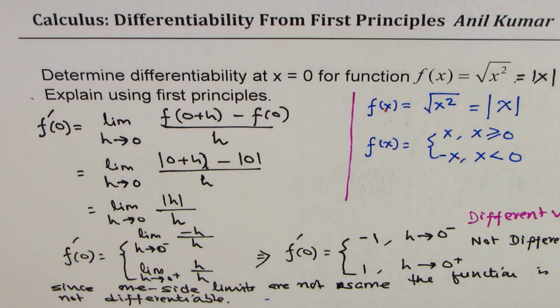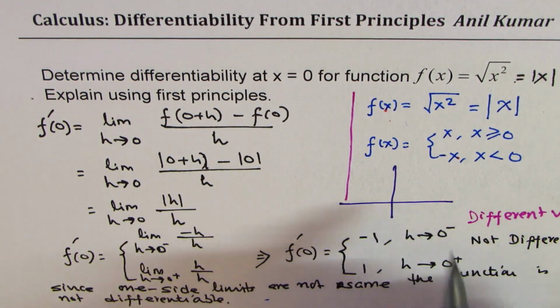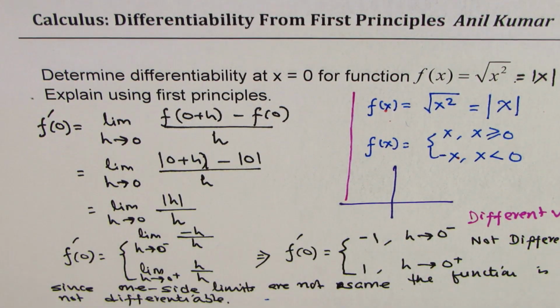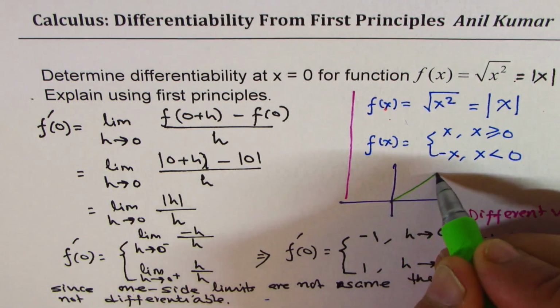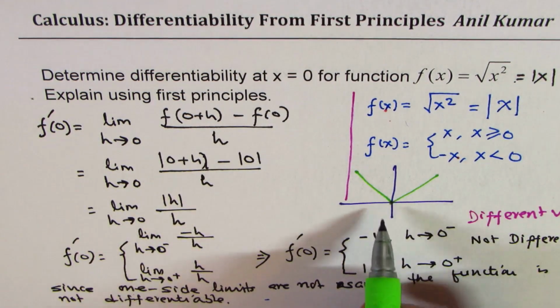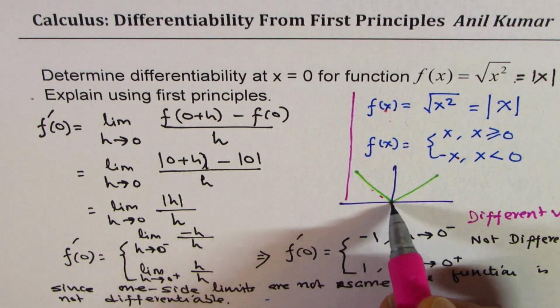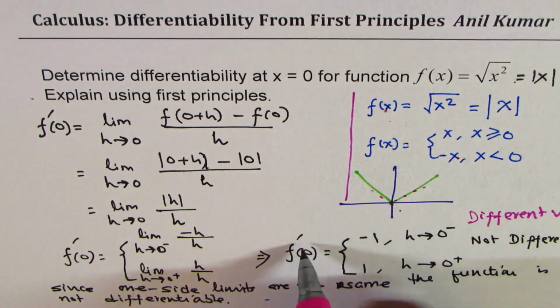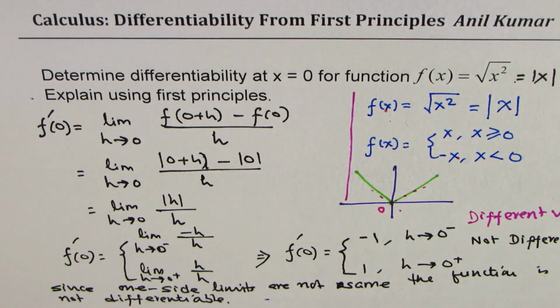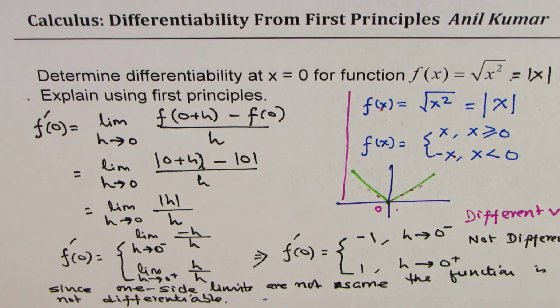Now if you sketch this function, it will look like an absolute value function. And you can see for yourself that at x equals 0, we are not sure what the tangent is going to be. Well, the tangent could be minus 1 or it could be plus 1. So at 0, it is not defined, and therefore it is not differentiable at x equals 0. Perfect. Now let's move on and take the next example.